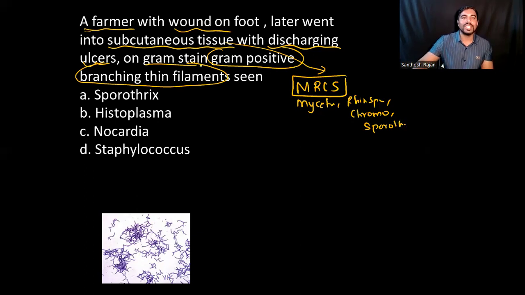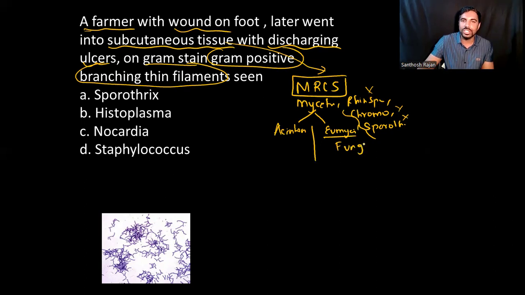So here, on gram stain, you have a branching thin filament. So it is none of these, they are all proper fungi. Here they're talking about a bacterium. Mycetoma is caused by two things: actinomycetoma, and the other one is eumycetoma. Eumycetoma is again a fungus, E for eu, true fungi. So we discussed this a lot.